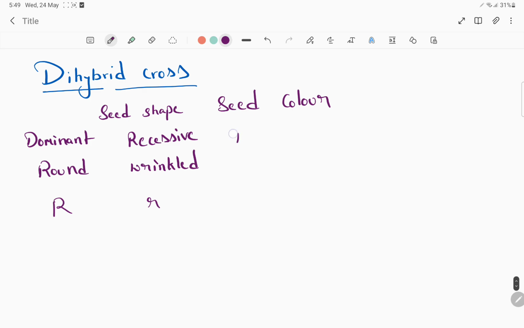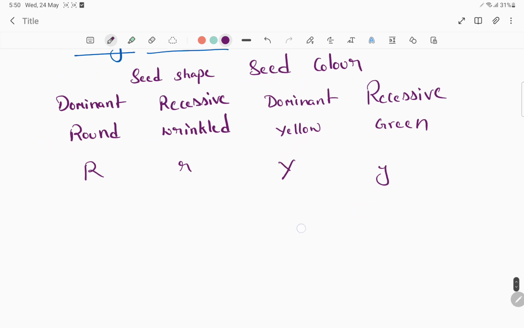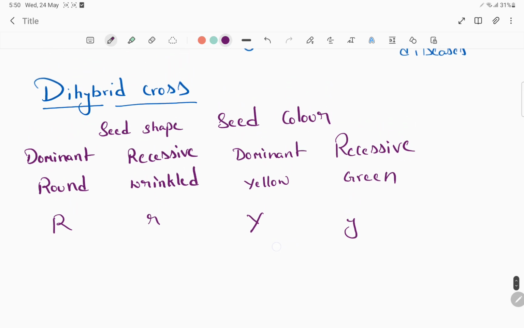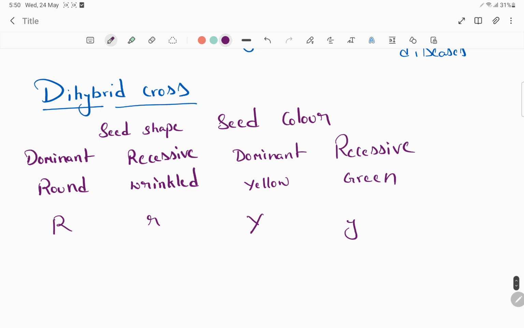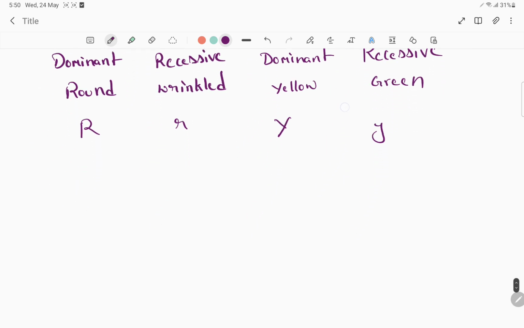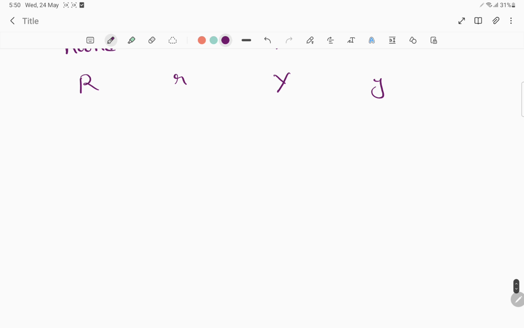And seed color, dominant is yellow and the recessive is green. So capital Y is for the dominant and small y is for recessive. Now we are taking two pairs of alleles or two characters at a single time. This type of cross we call a dihybrid cross.